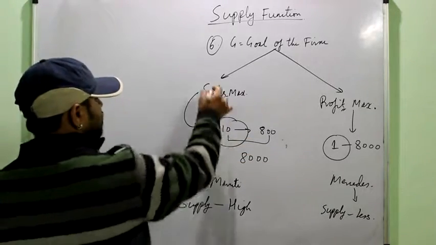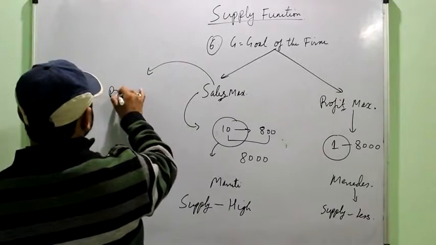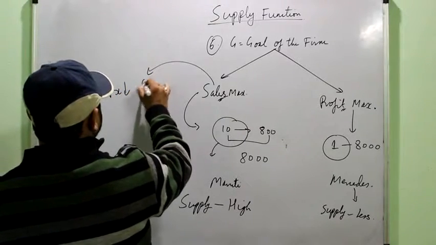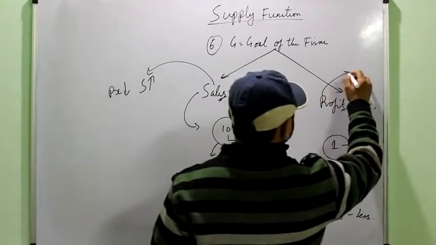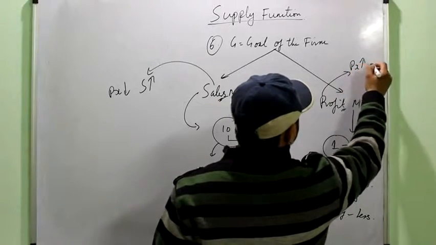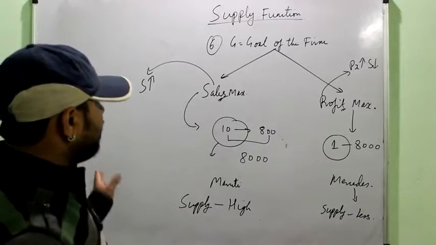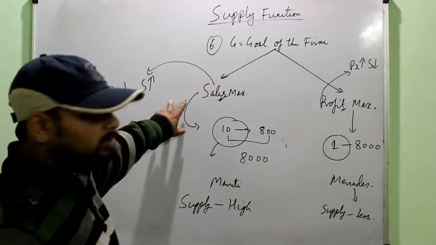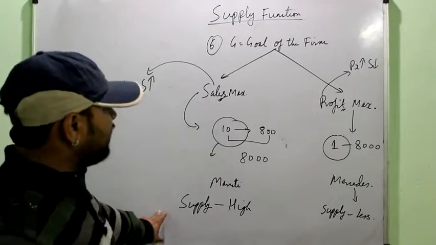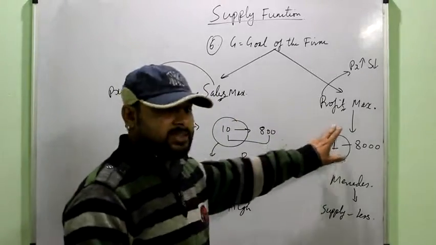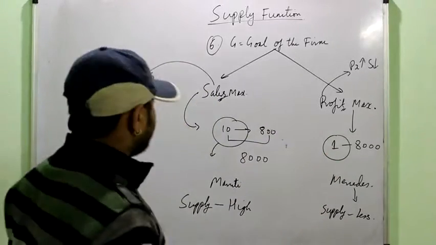Under sales maximization, simply you can write where the price is low and supply is high, and profit maximization where the price is high and supply is low. You can simply write this, and then you can tell that if the firm has a goal of sale maximization, supply is high, and if the firm has a goal of profit maximization, supply may be less.